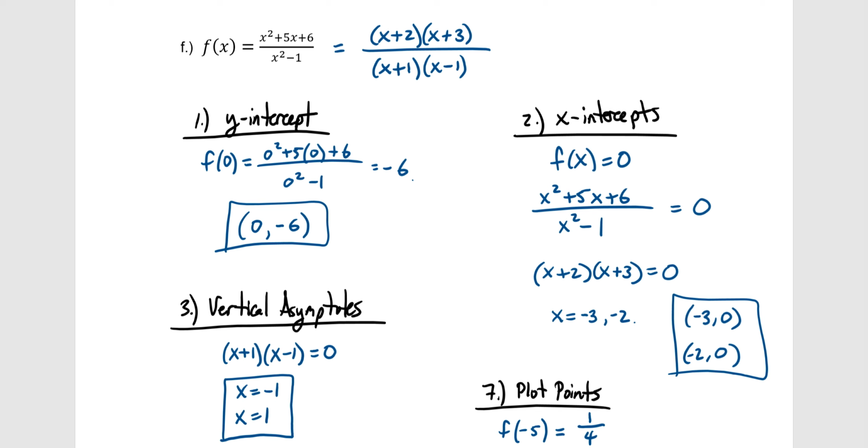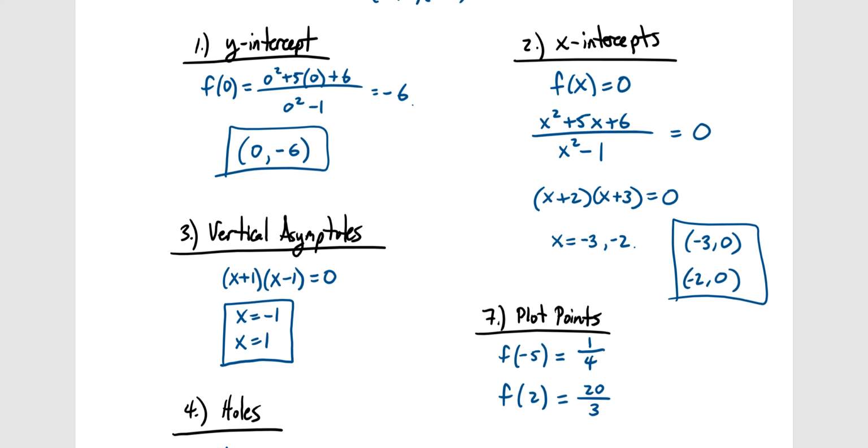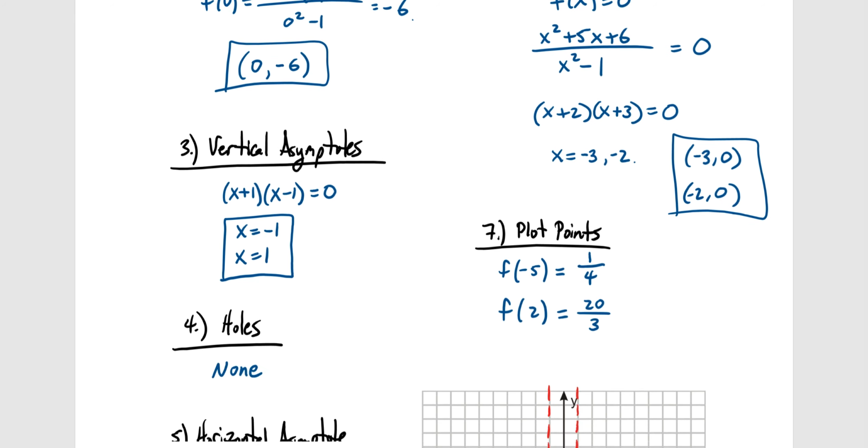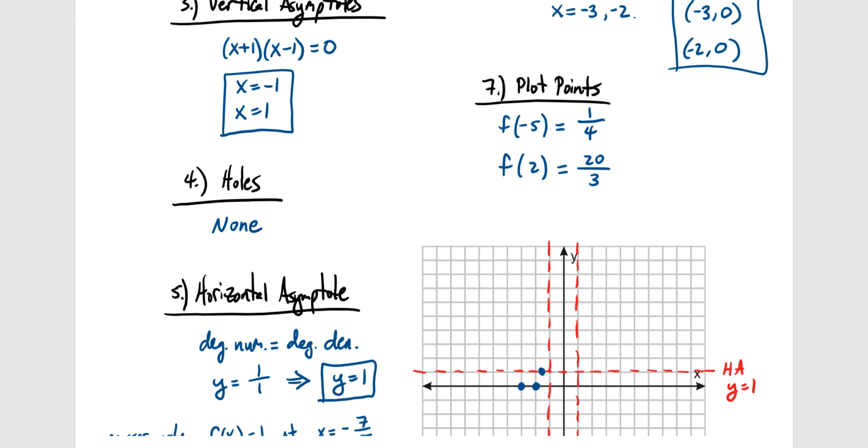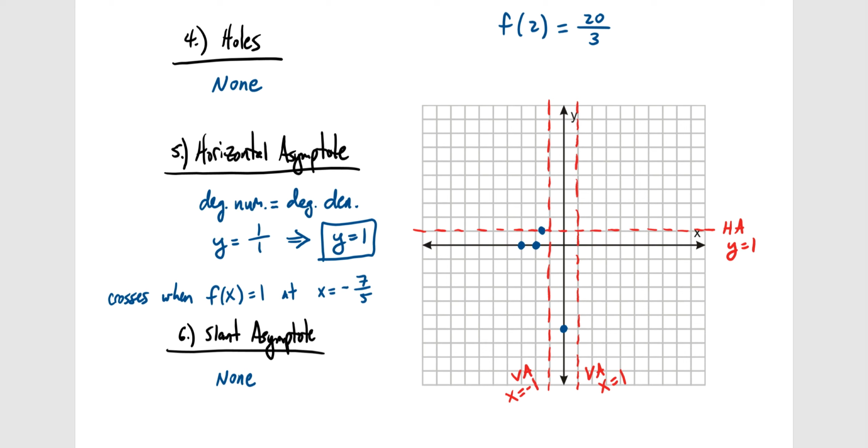So we have a y-intercept of negative 6, and we have two x-intercepts: negative 3 and negative 2. We have two vertical asymptotes, x equals negative 1 and x equals 1. And there's no holes because we didn't cancel any common factors. The horizontal asymptote is y equals 1 because the degrees were equal.